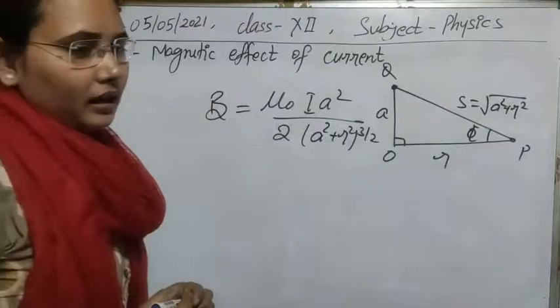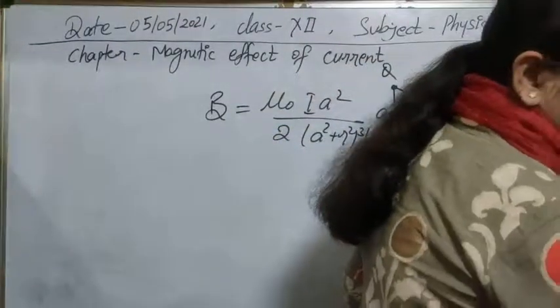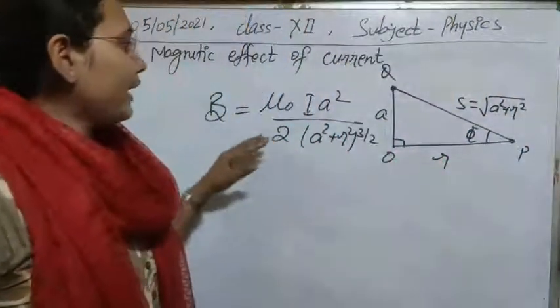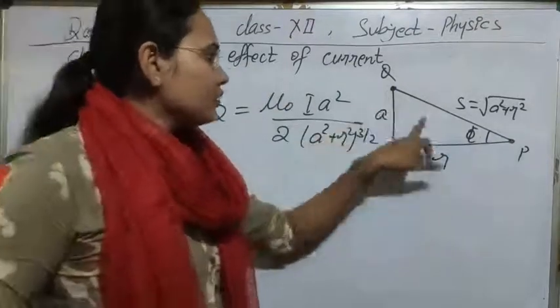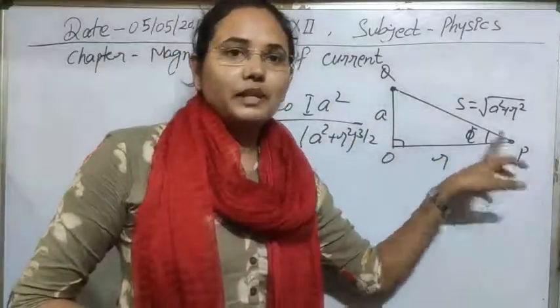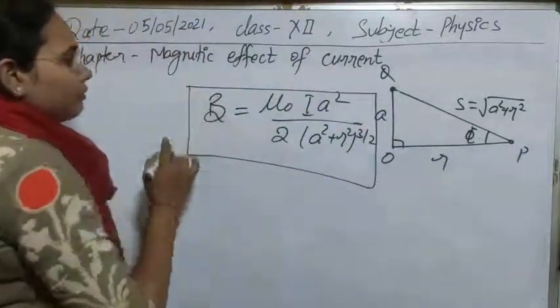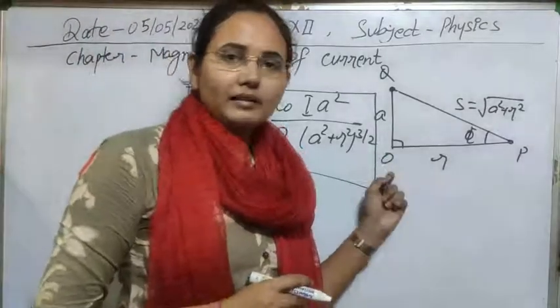This is the expression we have obtained so far for the magnetic field due to any current carrying loop at some axial point. This was our loop, and at this axial point P, this is the value of the magnetic field. Clear? I think now there is no confusion in deriving this expression.